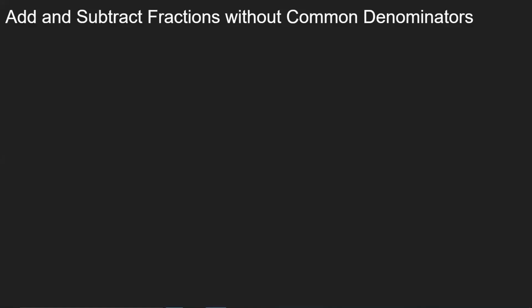All right, in this video, we're going to talk about adding and subtracting fractions without common denominators. So what do we do here? Well, if you have 4/5 plus 7/10, what we have to do is get a common denominator. In other words, we have to convert them.